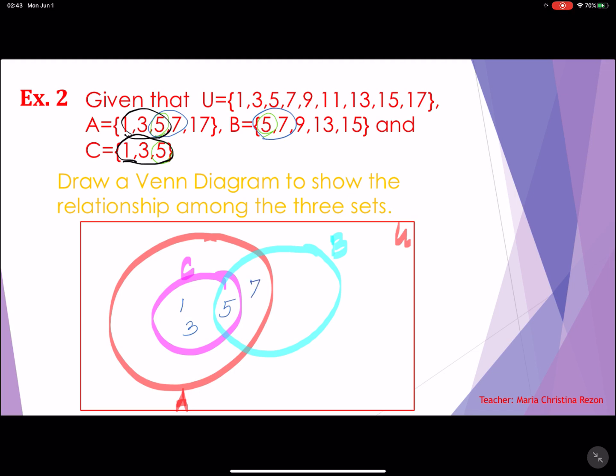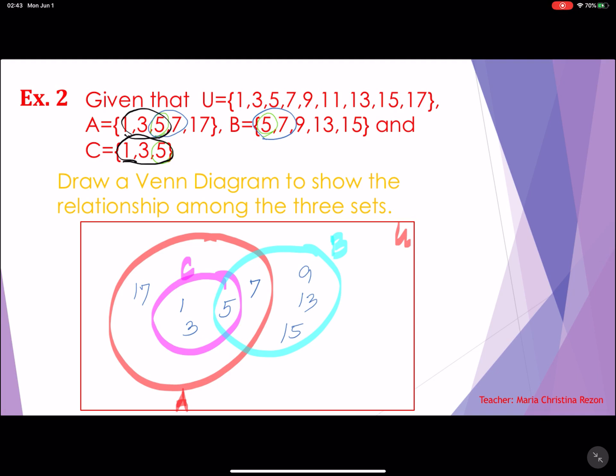And then write the elements now of A, which is 17. What is left is 17. Okay? And then what about B? What is left in B is 9, 13, and 15. So that is how your Venn diagram would look like.